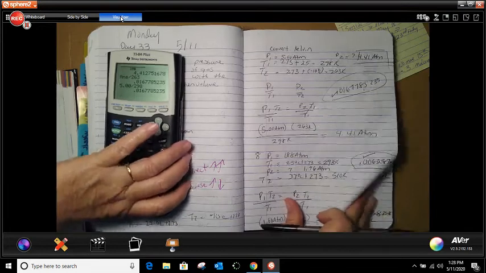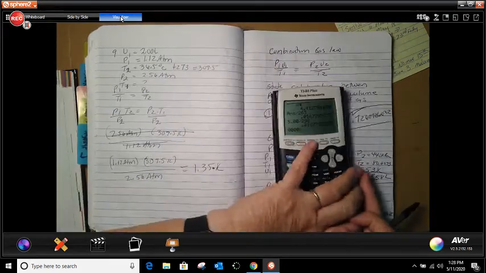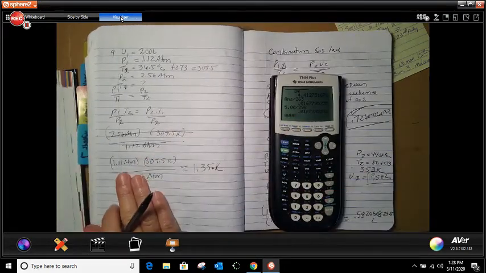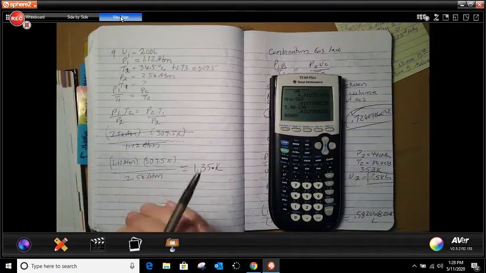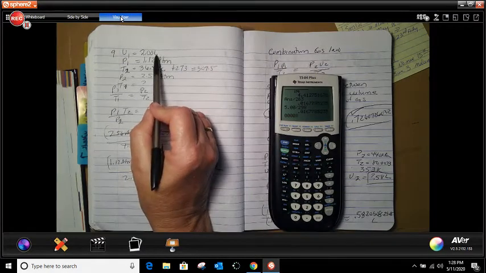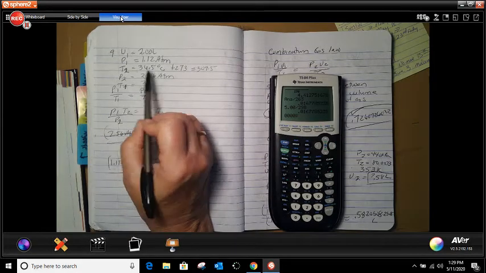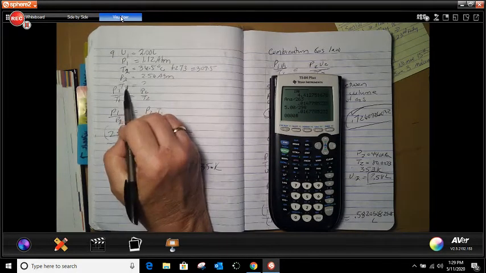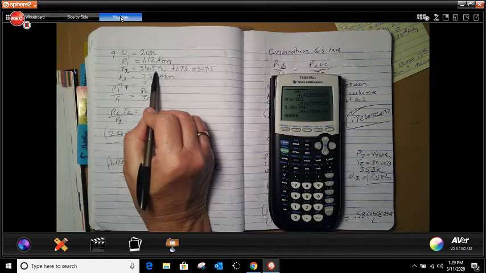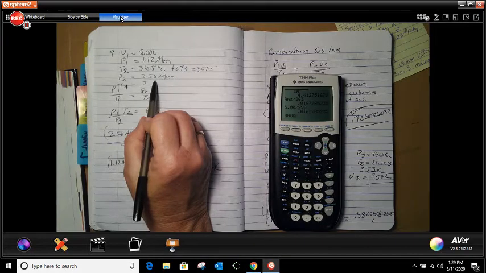Okay? So now let's go on to number 9. Number 9 says a helium gas at 2.0 liters is under 1.12 atm at 36.5 degrees Celsius. The same gas has a pressure of 2.56 atm. What is the initial temperature in Celsius of the tank? I started with temperature 1, I was wrong, so that's my temperature 2.